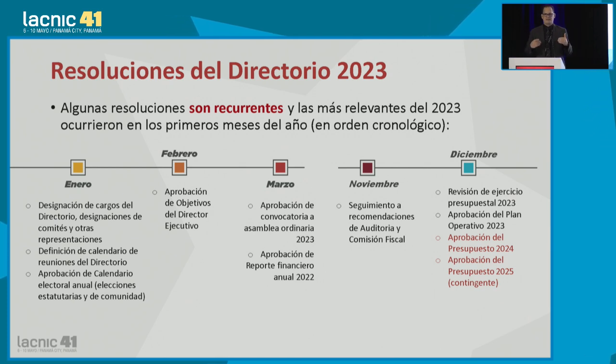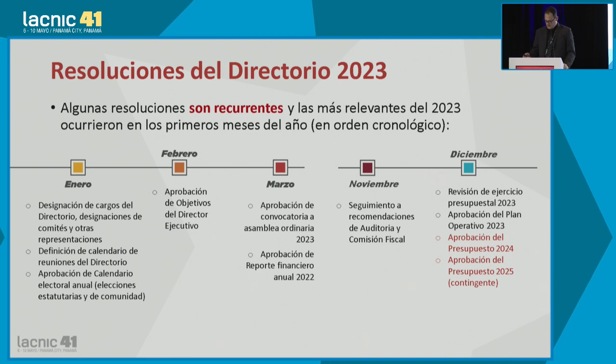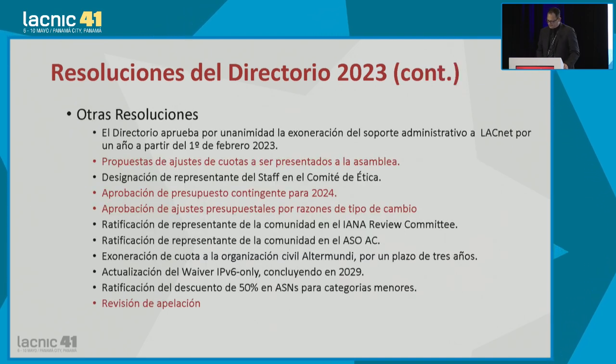So, to prevent that from happening at LACNIC, now we are approving two budgets, one for the following year and the other one, a contingent one, for the year after next. So even if you have problems, the budget will be approved, but you revise it every year. So although we already have a budget for 2025, at the end of this year, we will adjust it. And then we will approve a contingent budget for 2026.